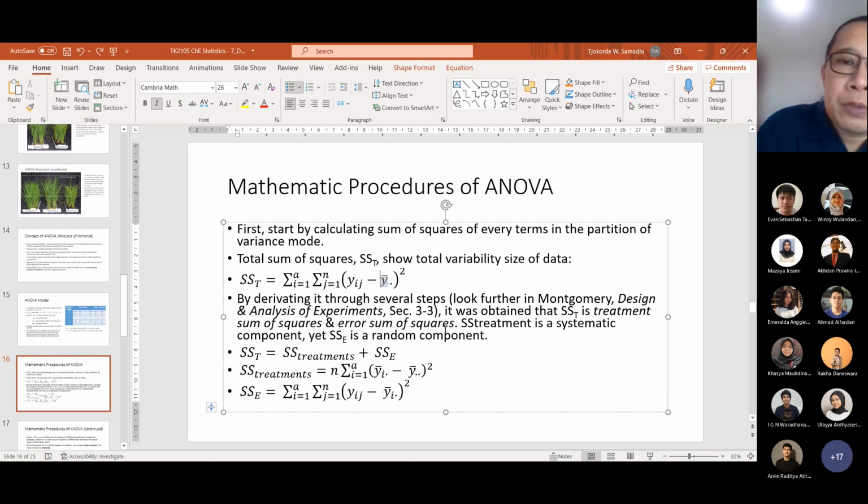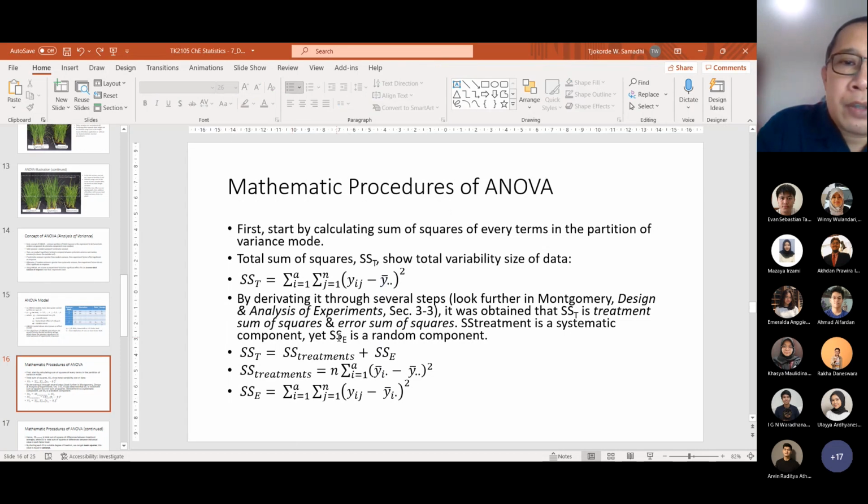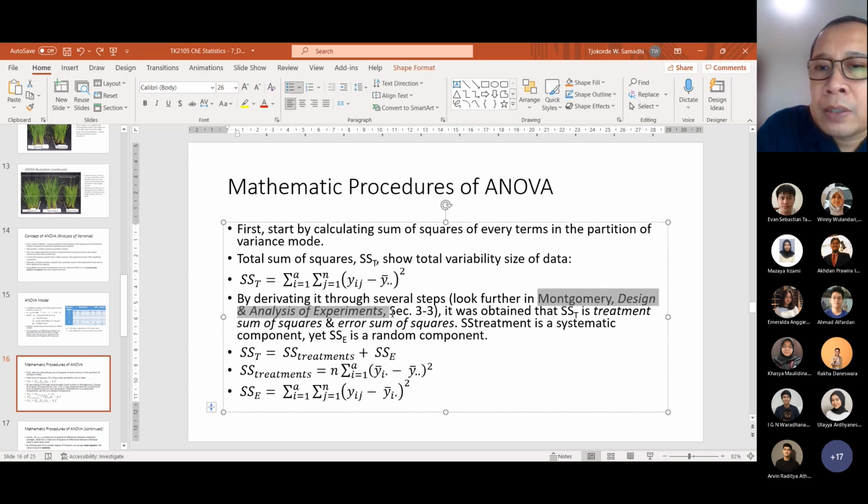And then what we do is we perform a series of derivations. You can look at the details of these derivations in our textbook. Okay, this one here, design. Sorry, actually this is a different book, but this one is also easily obtainable. This is Montgomery's book, which deals exclusively with design and analysis of experiments.